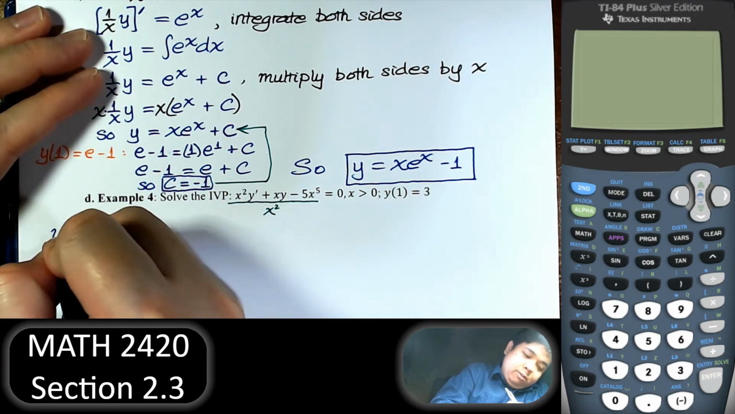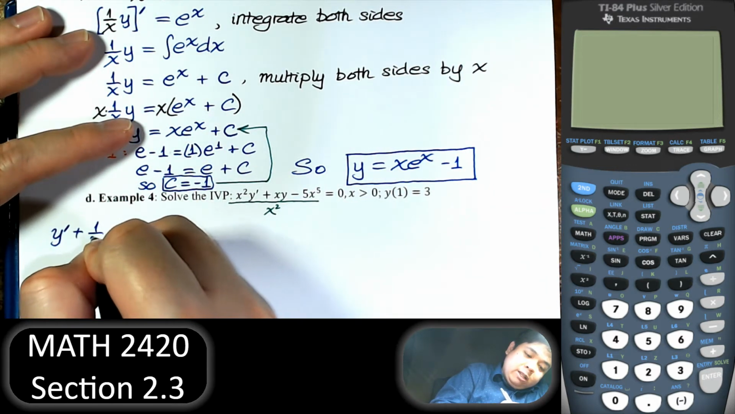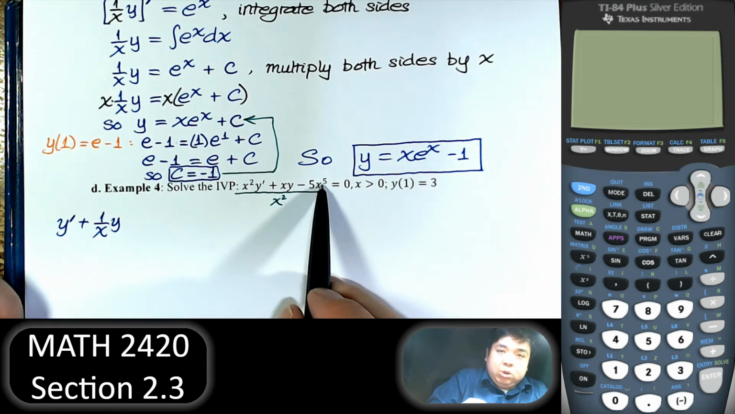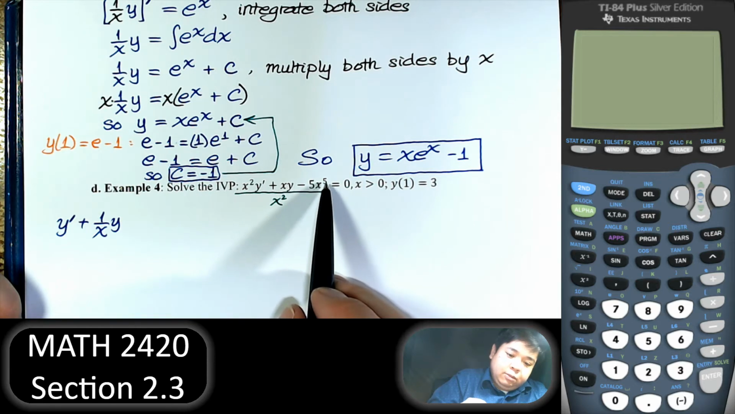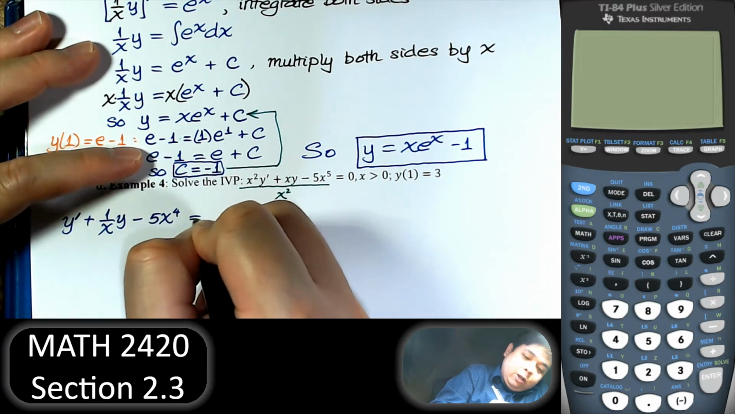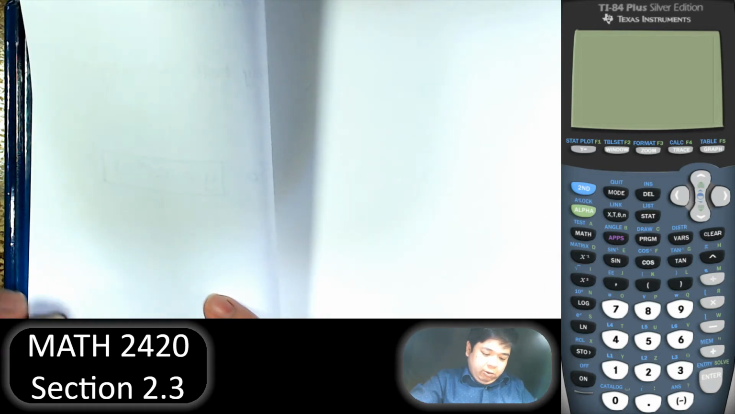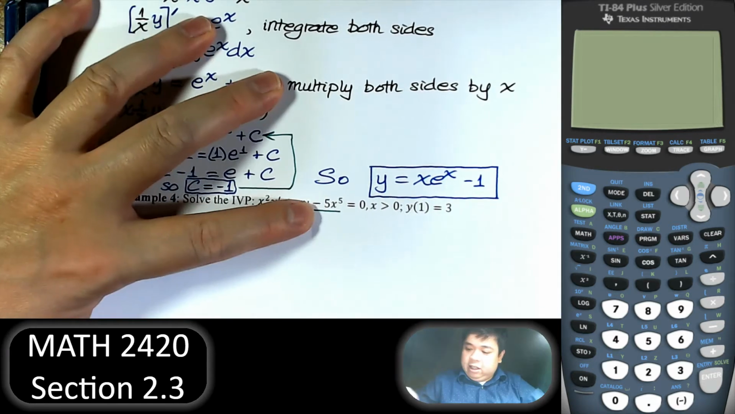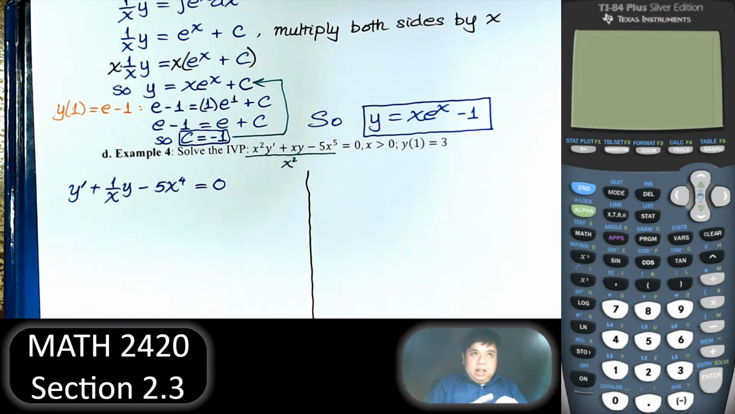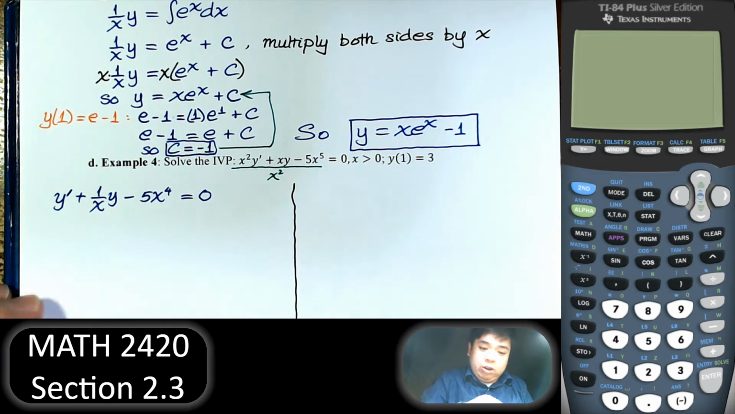So we have y prime plus x over x squared is 1 over x y minus 5x to the 5th power, 5x to the 4th equal to 0. By the way, since we don't need the whole page, just fold that in half and rather continue on the other half of the page. Right, and move that to the other side.